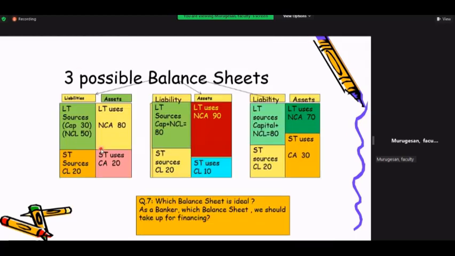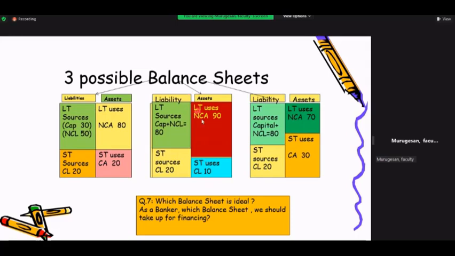Quick ratio now. Now look at the balance sheets. Which balance sheet is good? Which balance sheet do you have to avoid? Can anyone tell which balance sheet is good? We will call them A, B, C: balance sheet 1, balance sheet 2, balance sheet 3. Now, which balance sheet is ideal? C is good, or A is good? The answer is correct: C is good. This one is neither good nor bad.